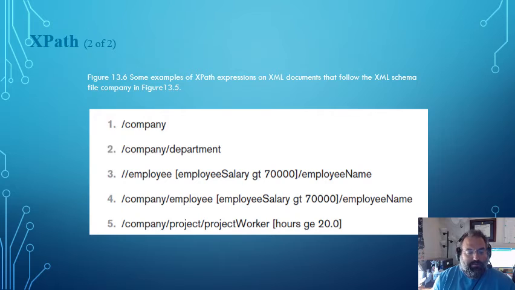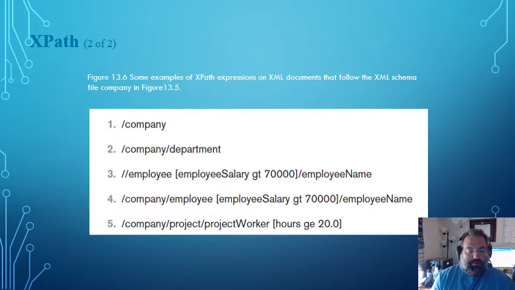Basically, the first one is that there should be at the beginning a company element. The second one is showing that the company element should have a department element underneath of it, or you want to retrieve that element. The third line basically says anywhere within that document there should be an employee element, and in particular you want it if there's an attribute on it called employee salary that is greater than 70,000. And when you find one of those, what you want back is their name.